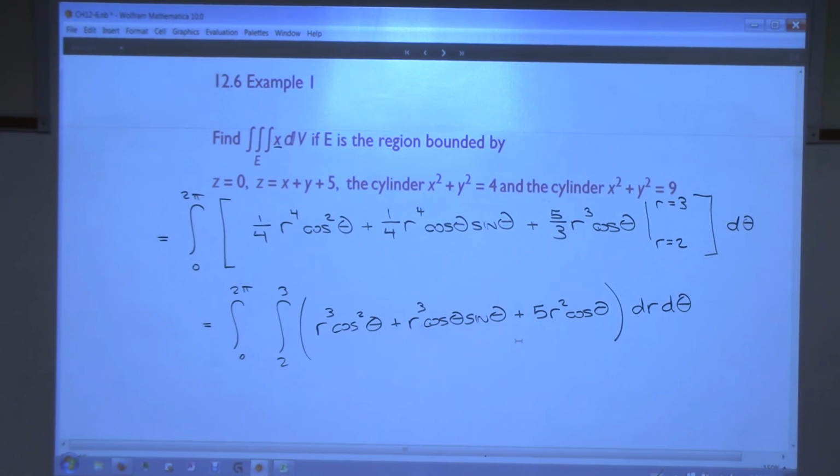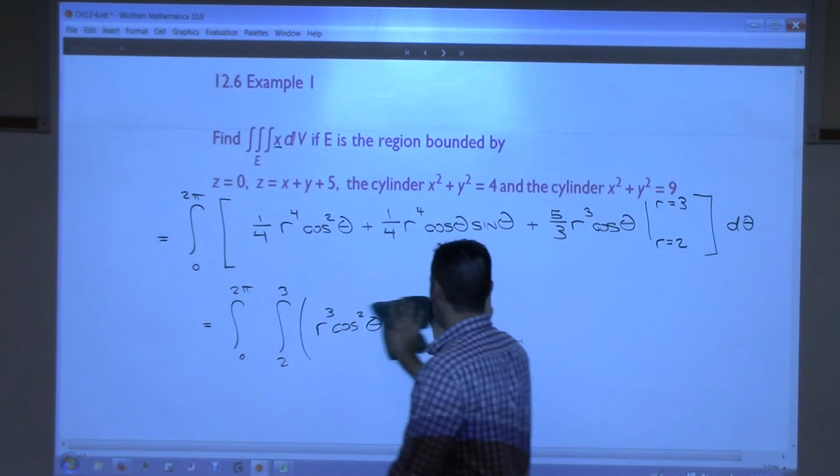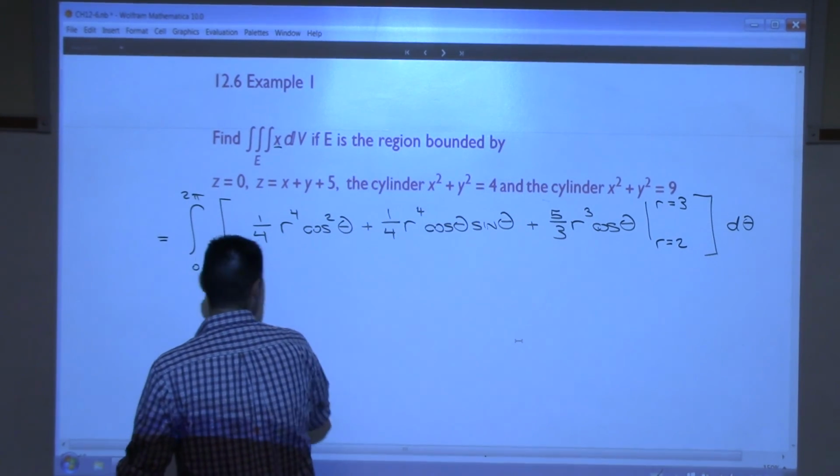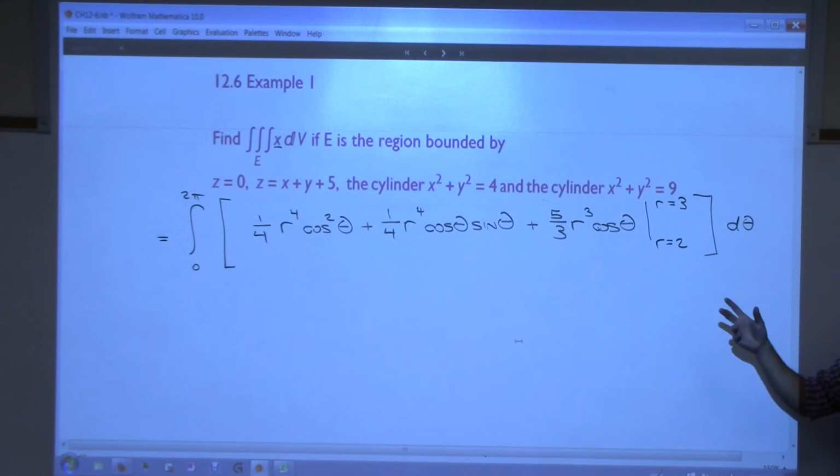That does suck, because I have to replace all my r's with 3 and then with 2 and subtract. I wish it was like 1 and 0. Wouldn't that be nice? But it's not, though. All right, so I think maybe I'll stop there. I don't feel like doing that. But you understand what you would have to do?